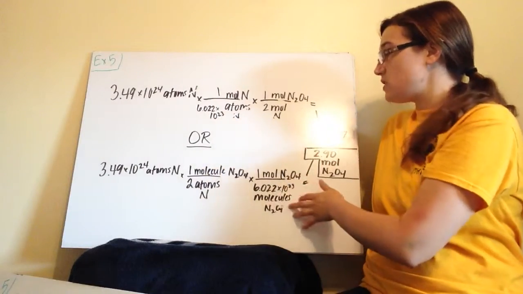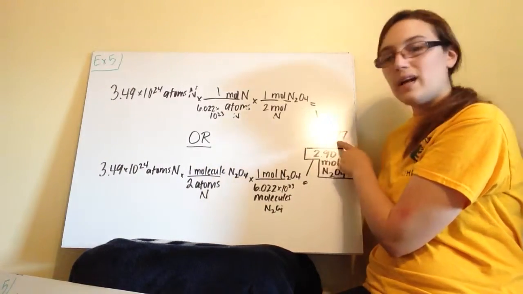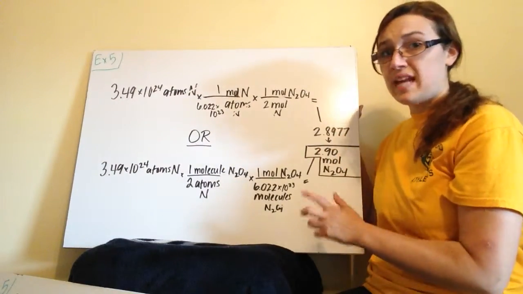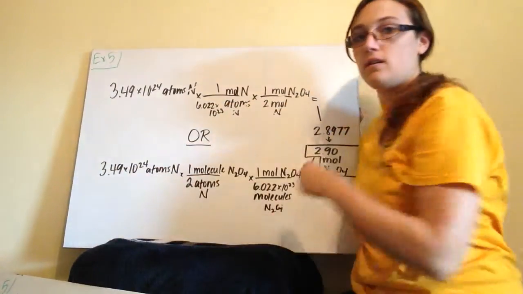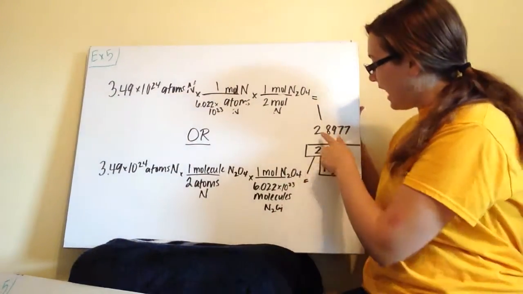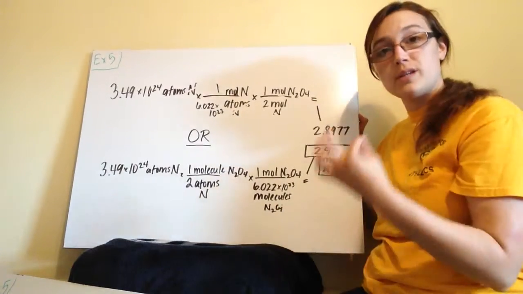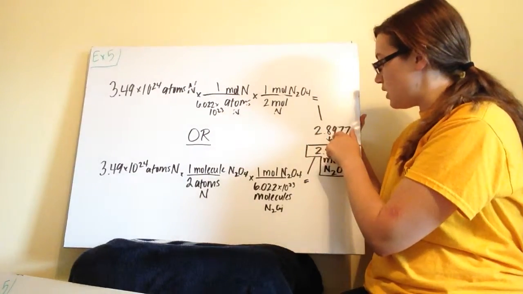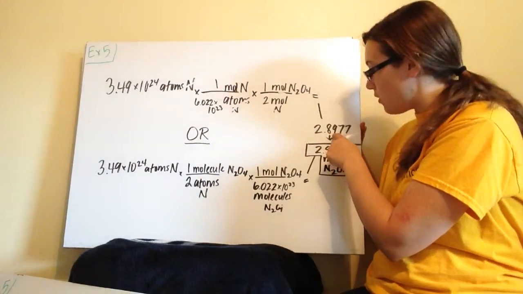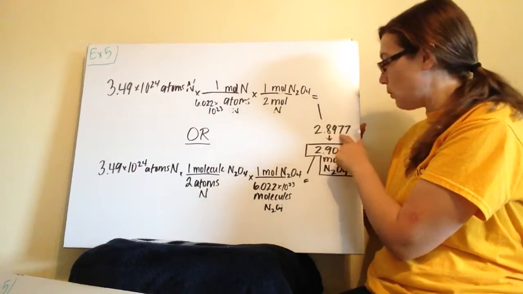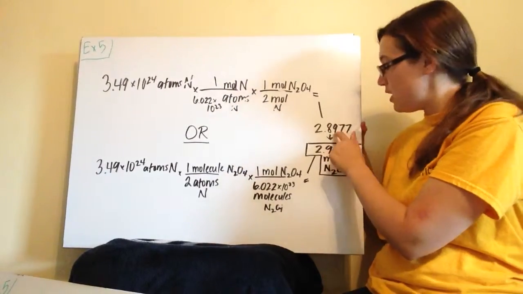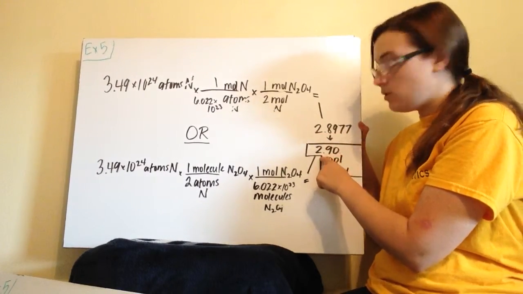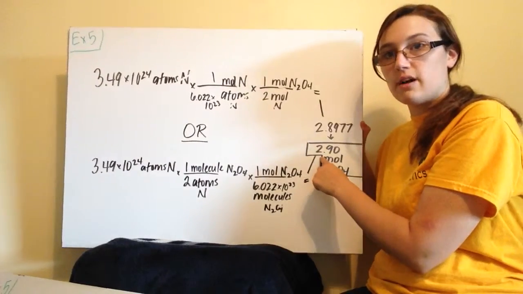So both of these ways get you 2.8977. Now, you're given 3 significant figures. So I need to get 2.8977 to 3 significant figures. Start from the left, count over: 1, 2, 3 sig figs. So this 9 I'm going to have to round. Well, the number next to it is higher than 5, so this 9 is going to have to round up. So instead of 2.8977, when you round, you're going to round to 2.90.